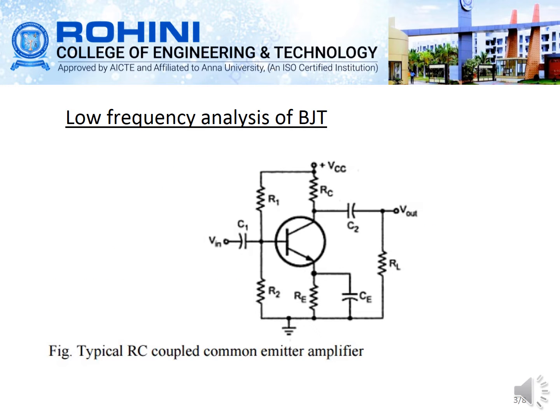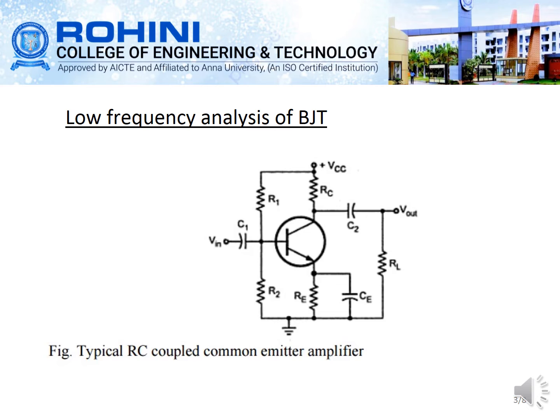Low frequency analysis of bipolar junction transistor. Here we have considered the voltage divider bias circuit, that is R1, R2, and the emitter resistor RE. Since we are taking the RC coupled common emitter amplifier, we have bypassed the capacitor across this resistor. C1 and C2 are the capacitors, where C1 is the input capacitor and C2 is the output capacitor. These will block the DC component and allow the AC signal for amplification.